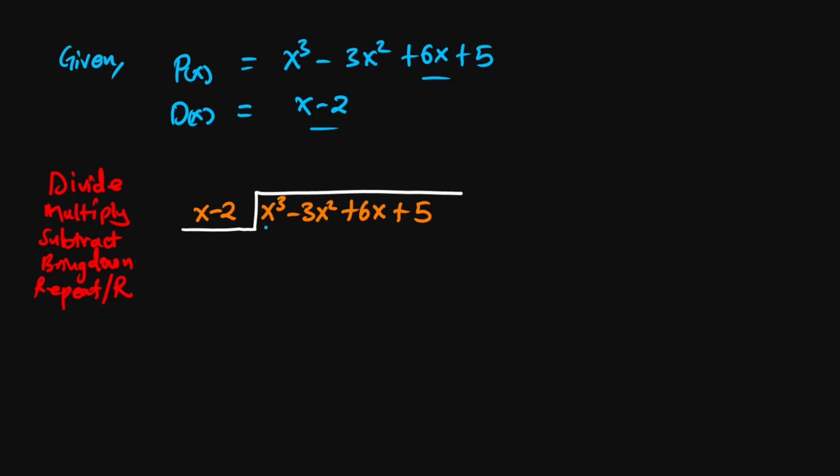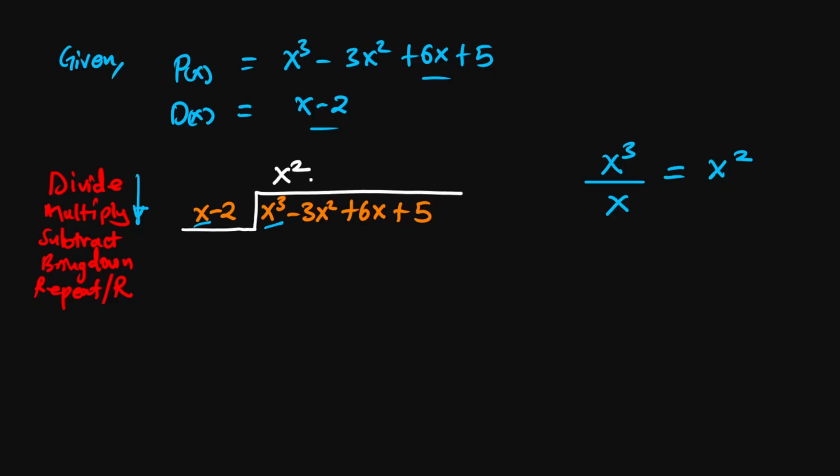To go about this, we identify a term in this dividend, our polynomial, with a variable raised to the highest power, and we do the same for the divisor. We then compare: is the power of this greater or equal to the power of this? If yes, we proceed with the division. If no, we terminate the division. So we take the term x cubed divided by x. We get x squared, using indices 3 minus 1.